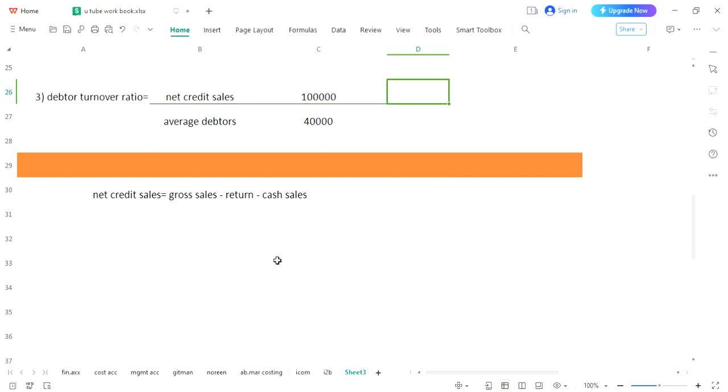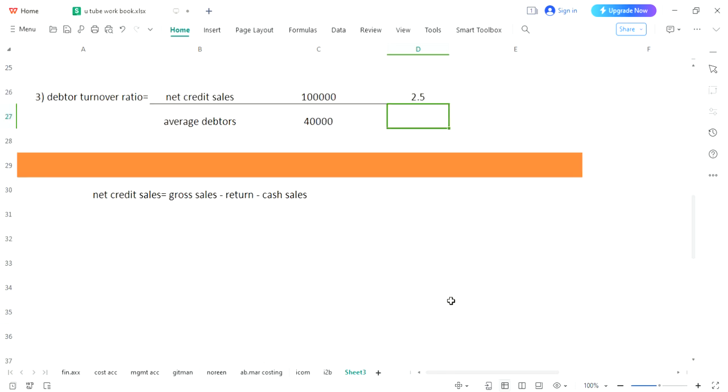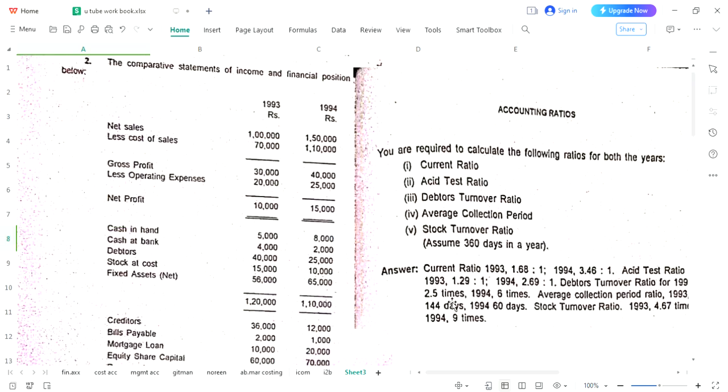So now we are going to finalize the answer. Net credit sale divided by average receivables. So we have 2.5, and this is the debtor turnover ratio, 2.5. So in this way our third formula is also calculated, and we are now going to proceed to the fourth requirement. Let's see what the fourth requirement is. That is average collection period.